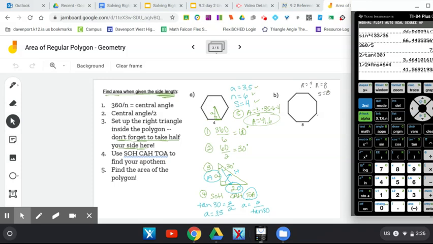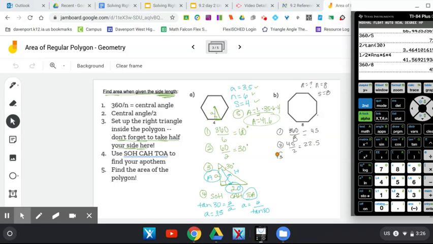So step 1, you're going to find your central angle. So 360 divided by 8. Go to the calculator and type that in. 360 divided by 8 gives you 45. Now you're going to take 45 and divide that by 2, and you'll get 22.5.